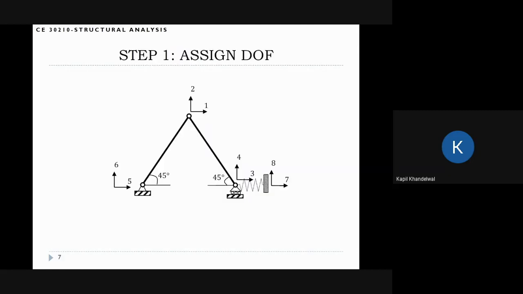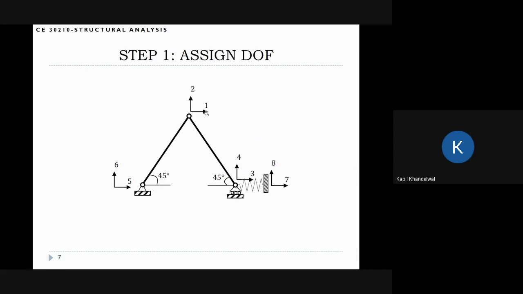So if we move forward, the first step is we are going to discretize the system and assign the degrees of freedom. So here the nodes are as follows. I have introduced 4 nodes. This is one node, this is another node, this is another node, and this is another node. And the free degrees of freedom are labeled first.